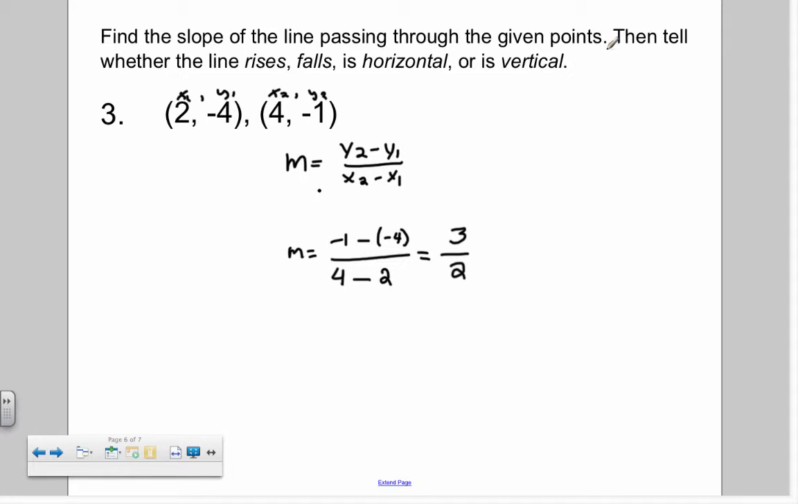The second part of the direction says, then tell whether the line rises, falls, is horizontal, or is vertical. Well, a line that rises has a positive slope, a line that falls has a negative slope, a line that is horizontal has a 0 slope, and a line that is vertical is undefined. In this case, I have a positive 3/2, so I would say that my line rises.